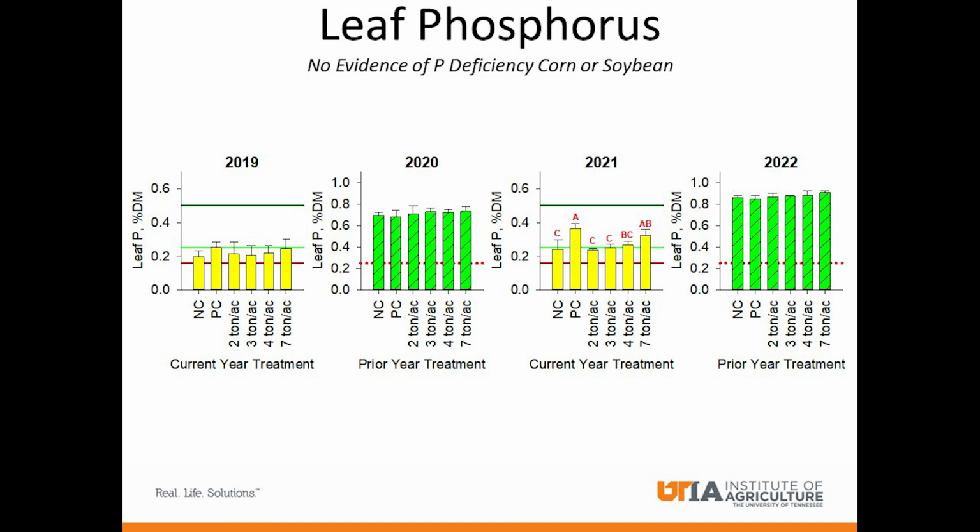All right, now I'm going to move on and talk a little bit about the mineral concentrations. Again, this is the leaf phosphorus concentrations. This is for the ear leaf in corn.